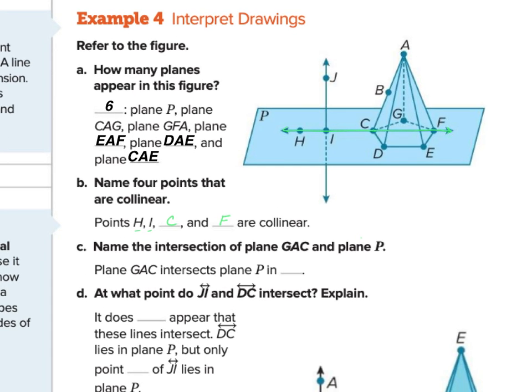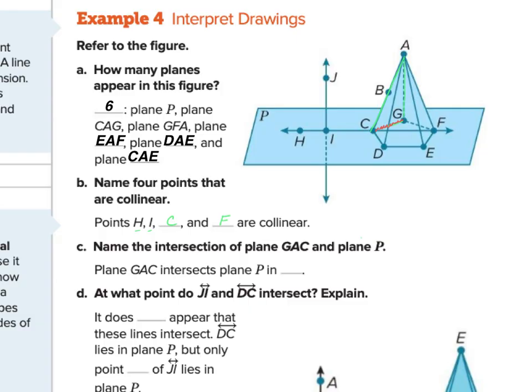Name the intersection of plane GAC and, here, let's see here. Let me do this. Let me erase that. Lord knows we don't want to see that right now. Big eraser. So we have GAC. They intended that to be the back side of the prism, okay? The back side of the prism. And then it says, where does that intersect plane P? Well, it actually intersects right here along this segment, or this line of GC.